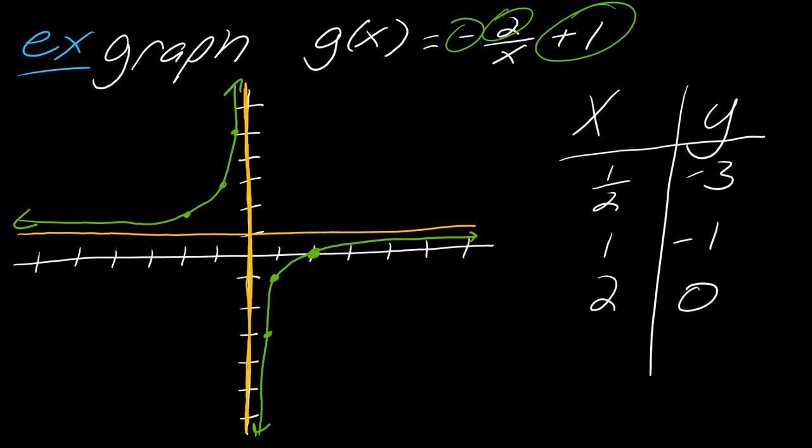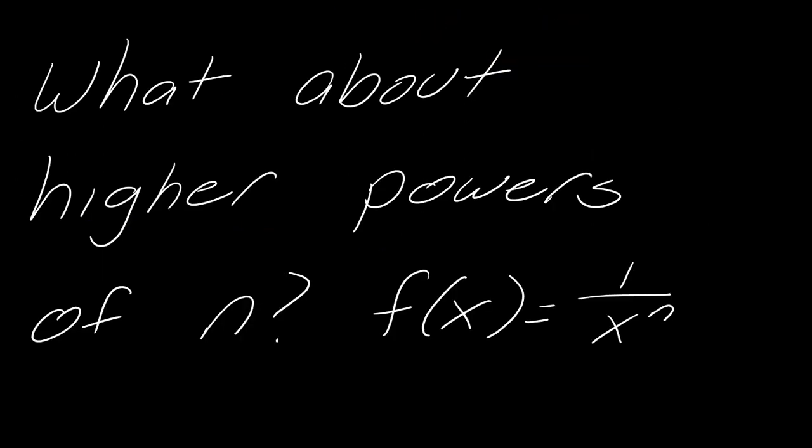Okay, so translations work the same. They might mess with your head. So if you're really worried about what points to draw, you can always still go back to the table method, though it is helpful to know about translations and to know how the graph moves. So the last question I have is, what about higher powers of n? So if I have f of x equals 1 over x to the n.